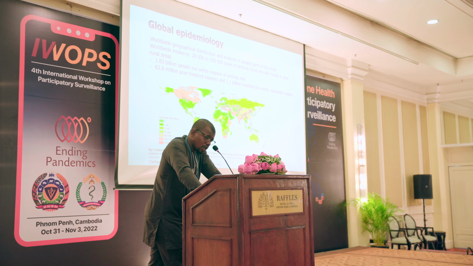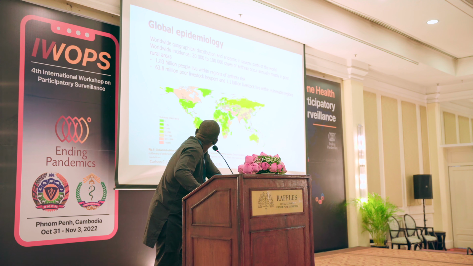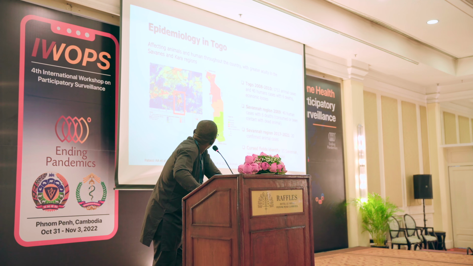Anthrax has a worldwide distribution with endemic areas where frequent outbreaks are reported. The annual worldwide incidence is estimated at between 20,000 and 100,000 cases. 1.83 billion people live within risk areas. In Togo, human and animal cases are reported with strong incidence in the Savannah and Kara regions.